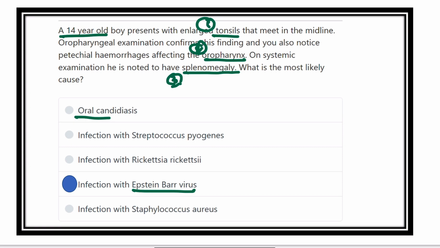Of the other options here, oral candidiasis occurs in immunocompromised patients. Streptococcus pyogenes sometimes may cause tonsillitis, but usually no splenomegaly. Rickettsia rickettsii is not related to this condition, and Staphylococcus aureus is very rare to cause tonsillitis and pharyngitis.